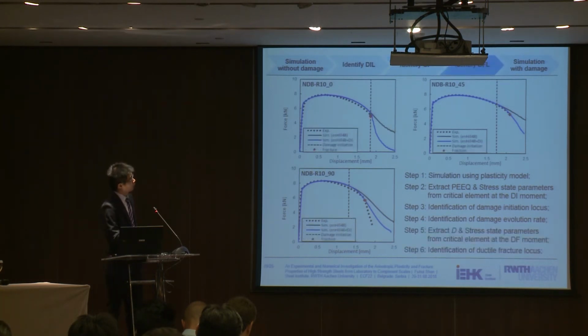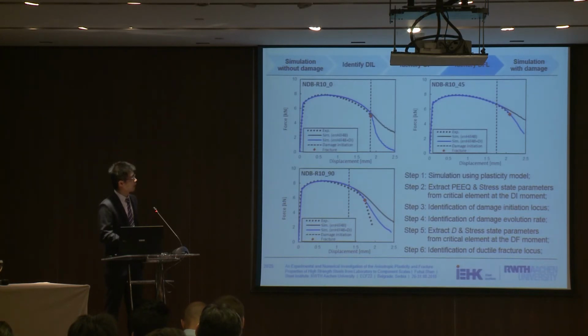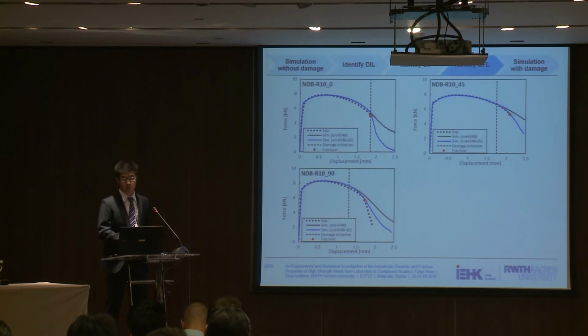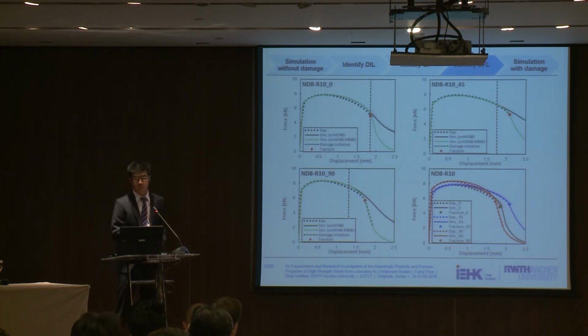Then in our experiments, we can identify the final point for the ductile fracture. By applying a similar approach as we did to define the DIL, we can extract all those damage variables and local stress state parameters at the ductile fracture moment, and use those variables to construct the ductile fracture locus for three different angles. Then we can run a simulation with all of those damage and fracture parameters inside. As you can see, for example in this 90-degree case, the final crack propagation is exactly predicted by our model.